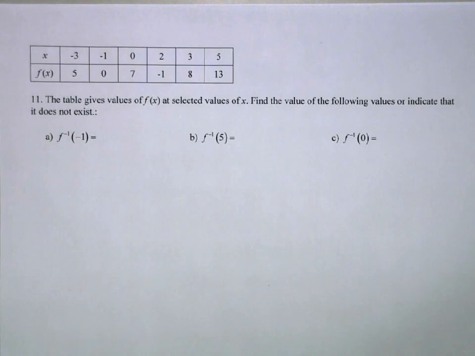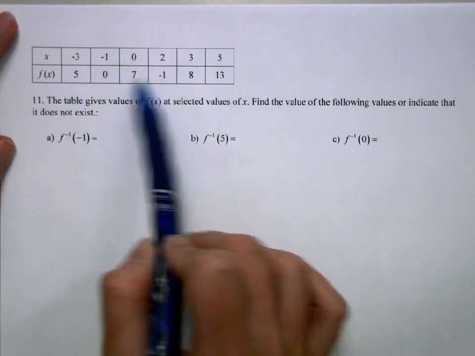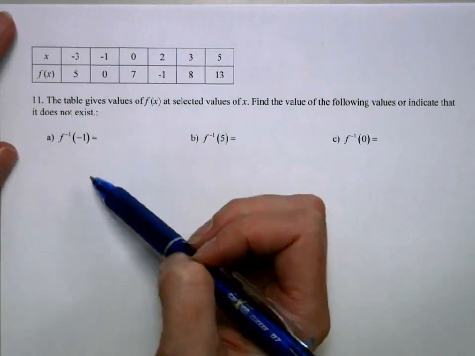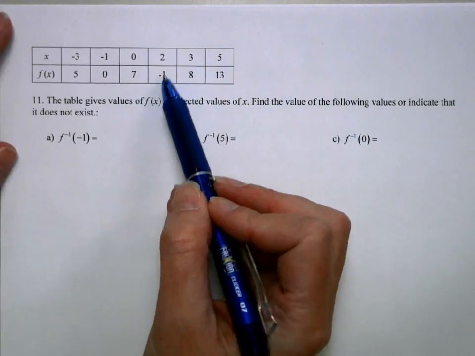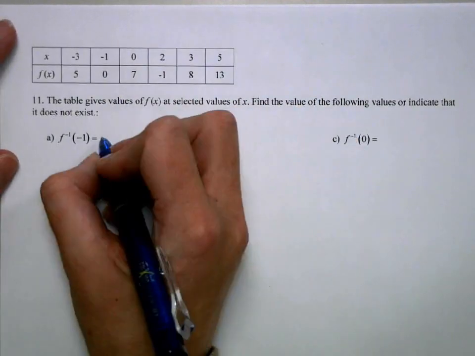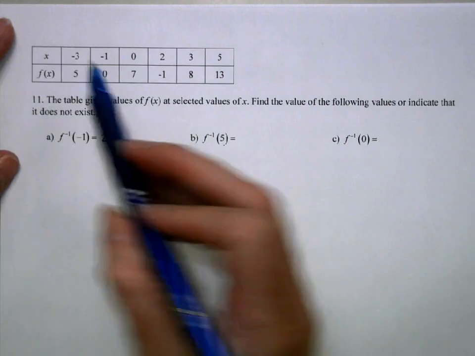So we have a table of values where my inputs are here, my outputs are here for f. So the inverse, those are going to be switched. So f inverse of -1, we're going to look at the value of f that would give us a value of -1 and give the corresponding x. So that'd be 2. We're going to find 5 here, gives me a value of -3. Find 0, gives me a value of -1.